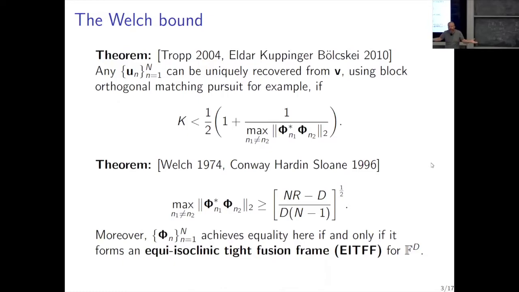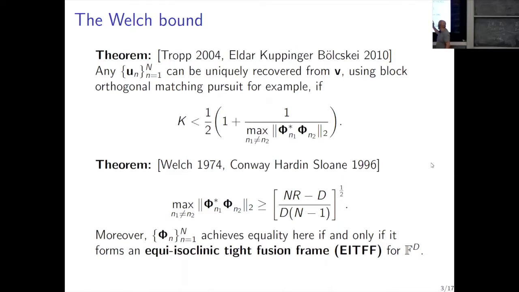That would be the optimal solution if NR was smaller than D. But you can't in the cases we most care about. And there's actually a classical bound about how small this could get. So again, I want to drive it to be as small as possible in order to make K large, but there's a lower bound on what it can be.